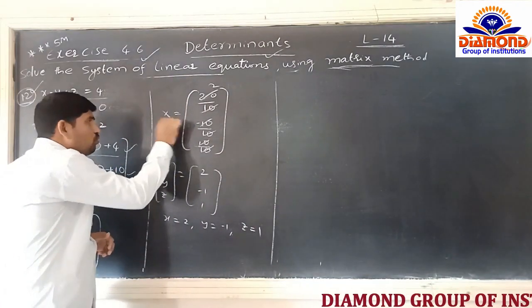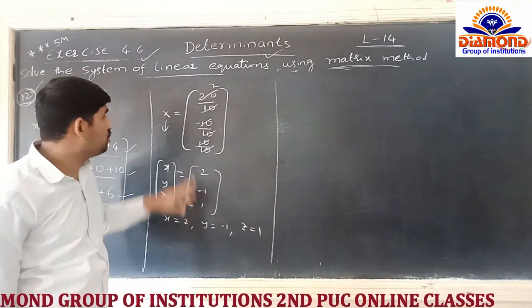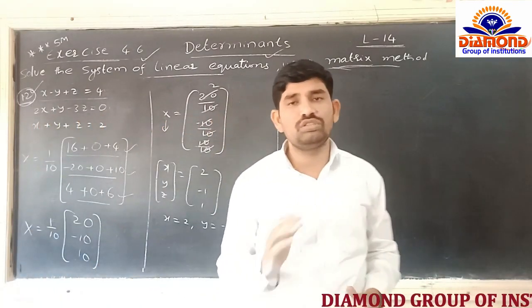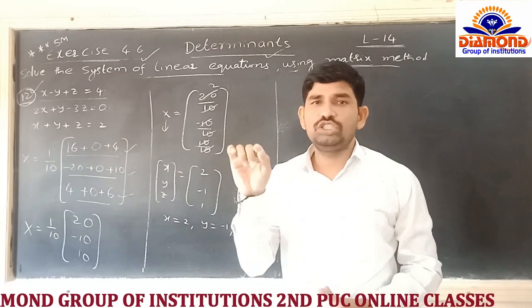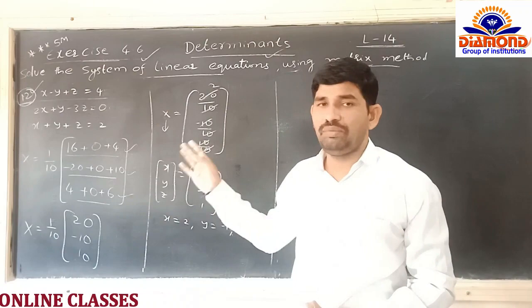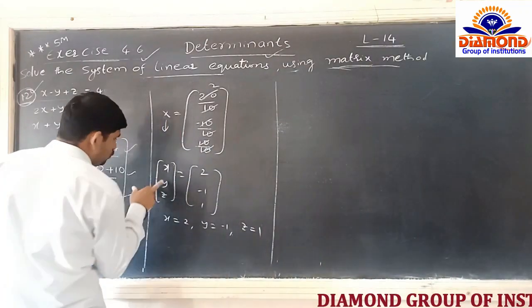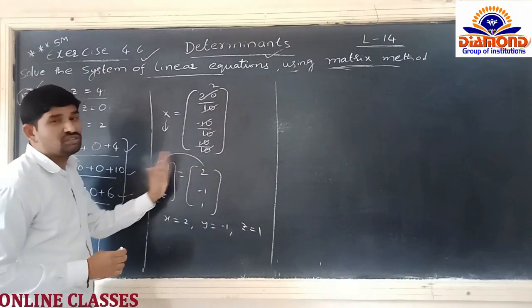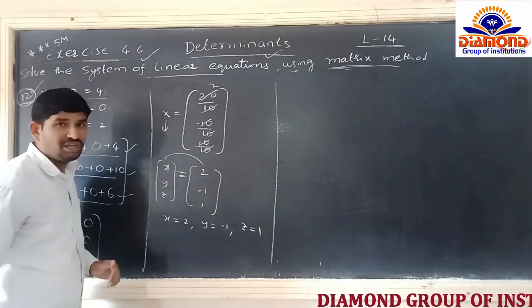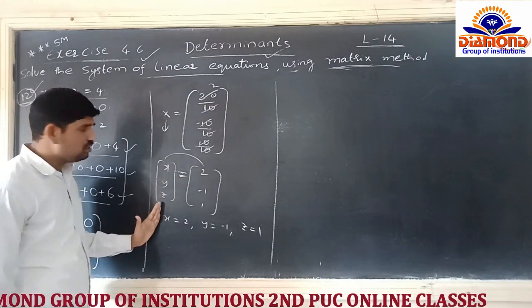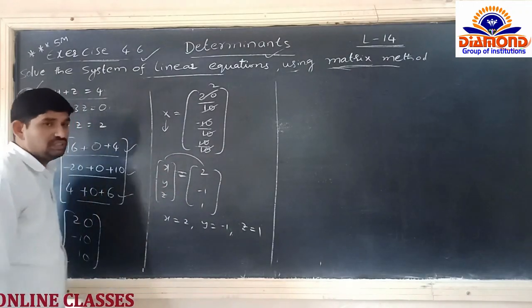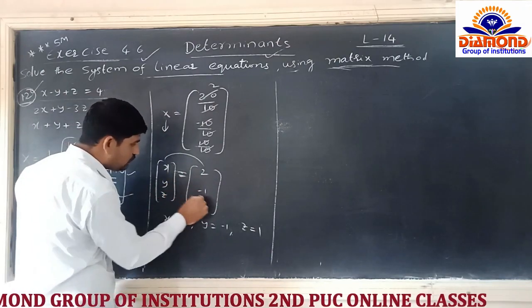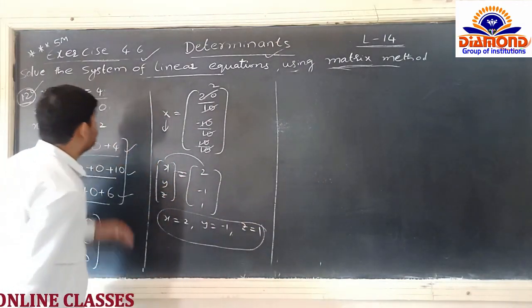And we know what capital X indicates here. Capital X indicates the variable matrix, and in the starting we wrote that X is equal to x, y, z. There are three variables, so we can add three variables here. After writing this, we compare the corresponding places on both sides, because there is an equal to symbol in between, so there are two matrices here. Now we can equate the corresponding places only. X is equal to 2, y is equal to minus 1, z is equal to 1. This is the solution we got for this question.